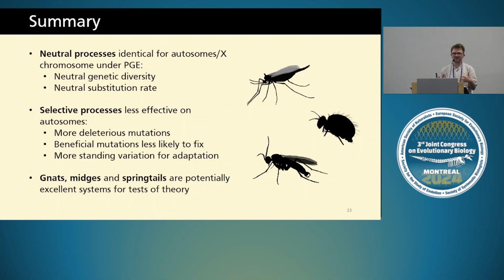Okay, so in summary, what's really nice about this system is that because of the identical transmission genetics, all the neutral processes that we might consider are always going to be identical, regardless of any complexities in the demography or mutation rates. And that might be the substitution rate or the genetic diversity. In contrast, when we think about selective processes, whether that's deleterious variants or beneficial variants, these are now going to be uncoupled in the autosomes and our X chromosomes in these systems. And so they're a really powerful set of experimental systems with which to try and isolate the effects of haploid selection.